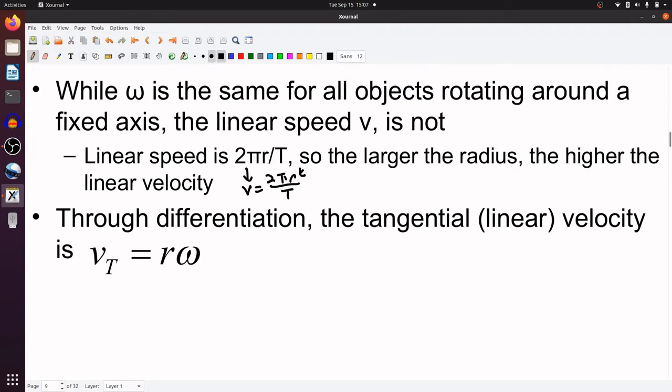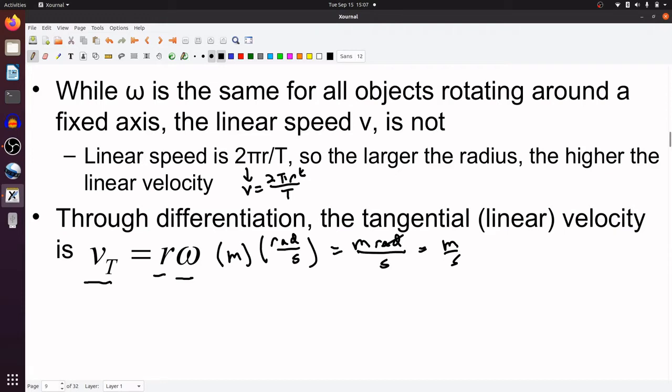We can actually relate our linear and angular velocity variables, and we can figure out our tangential velocity, and that's nothing more than the radius times the angular velocity, which makes sense. Radius is measured in meters. Angular velocity is measured in radians per second. That gives you a meter radian per second. Radians isn't a true unit, so you get a unit of meters per second. So the units end up working out.